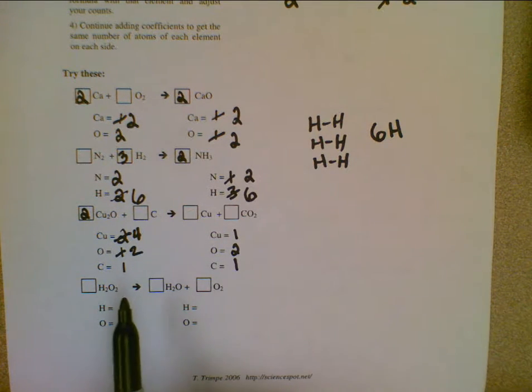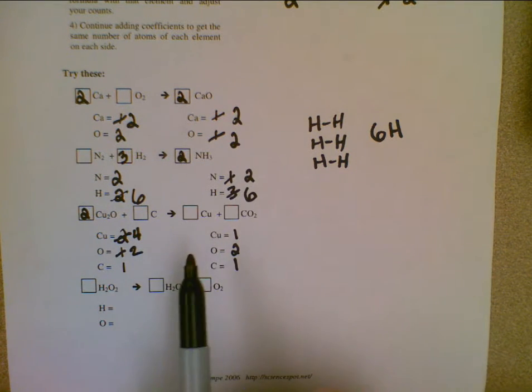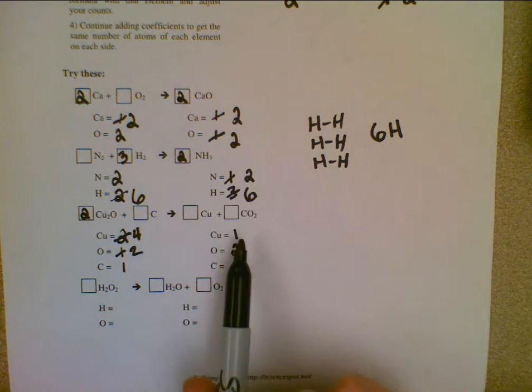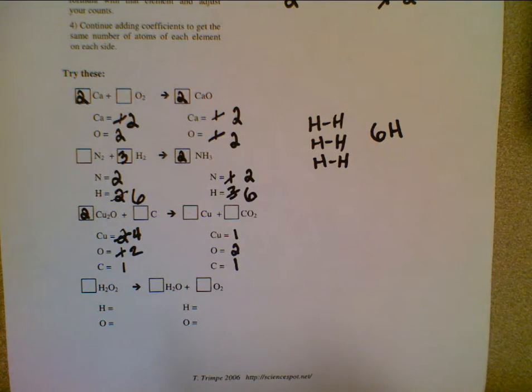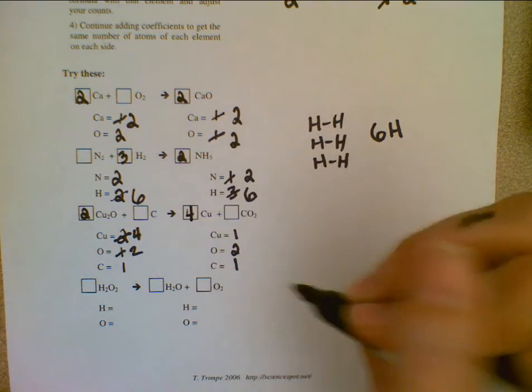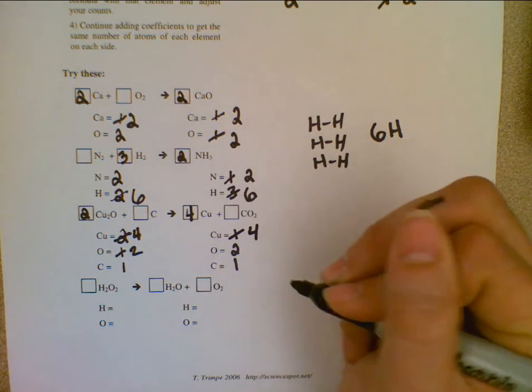Now looking at things, carbon is balanced, so that's okay. Now my oxygen's balanced, that's okay. Now copper is really not balanced. So what can I do to balance this? I've got 4 copper on my reactants and only 1 on my products. So if I add a 4 right here, that is going to bring my count up to 4, and now it's balanced.